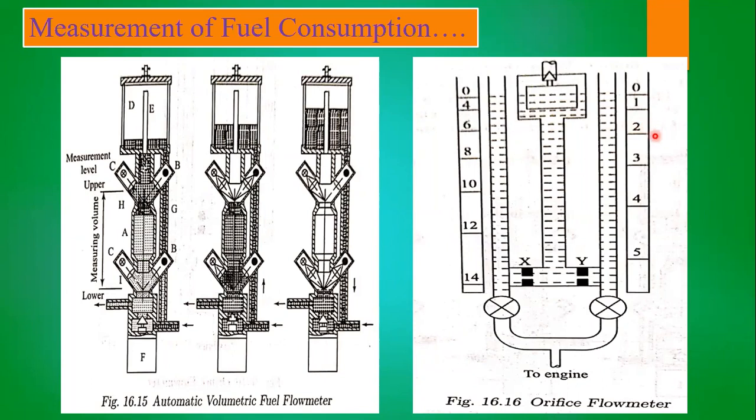So volume by time will give us the fuel consumption in case of orifice flow meter. Okay, that is what we are ensuring. So some calibrated markings are there. With the help of that, we can make continuous readings. Continuous measurement of fuel consumption can be known.